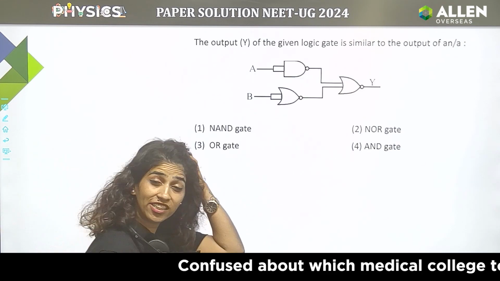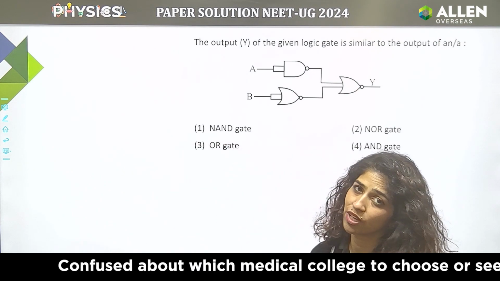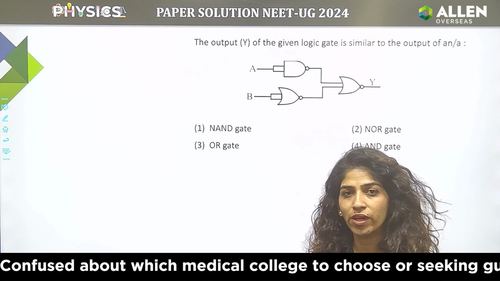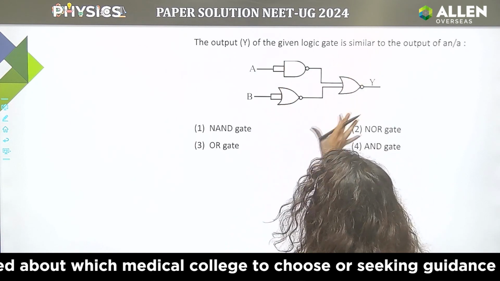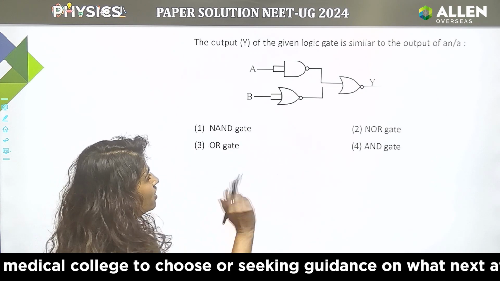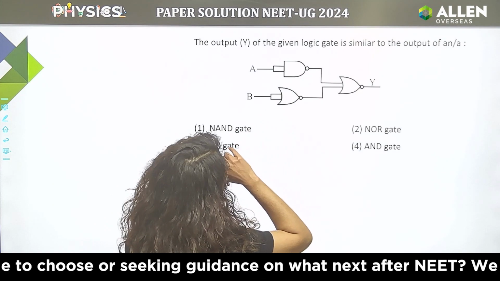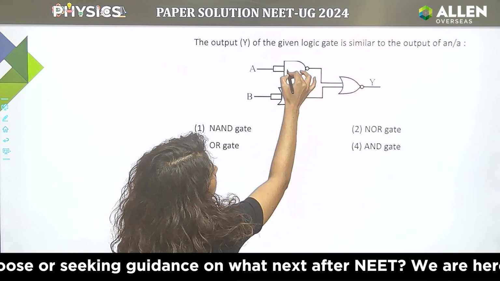Next, second question from logic gate. Here the diagram is given. There are 3 gates which you can see here, and the question is to find out which output this logic gate's output is similar to. So to understand that, let's first identify the gates. Which gate is this? This is a NAND gate.